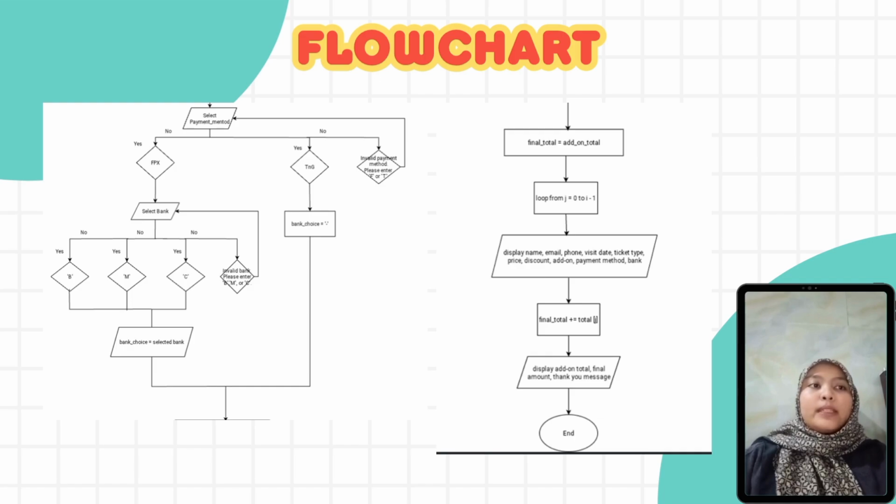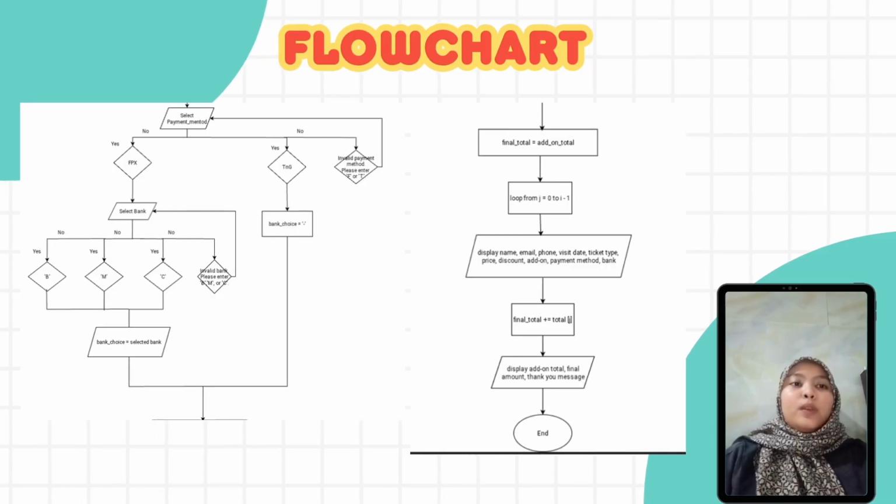Once all data is collected, the system calculates the final total by combining the add-on amount with each customer's total, and displays a summary of all customer data including names, contact details, ticket, discount info, add-on selection, payment method, and venues. The system then outputs the total amount due and ends with a thank you message.